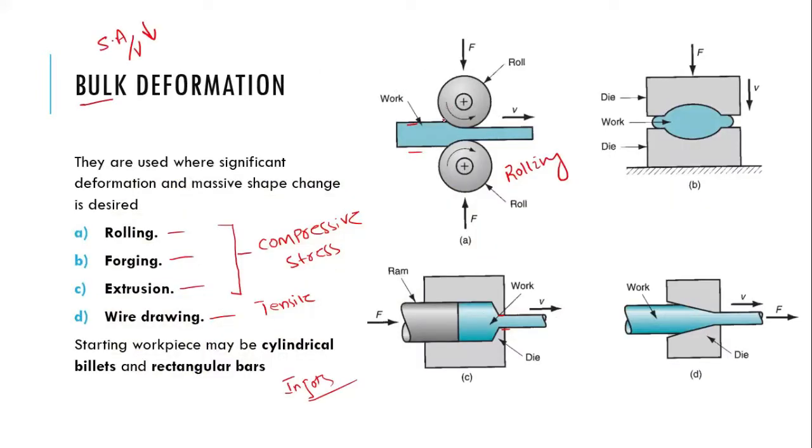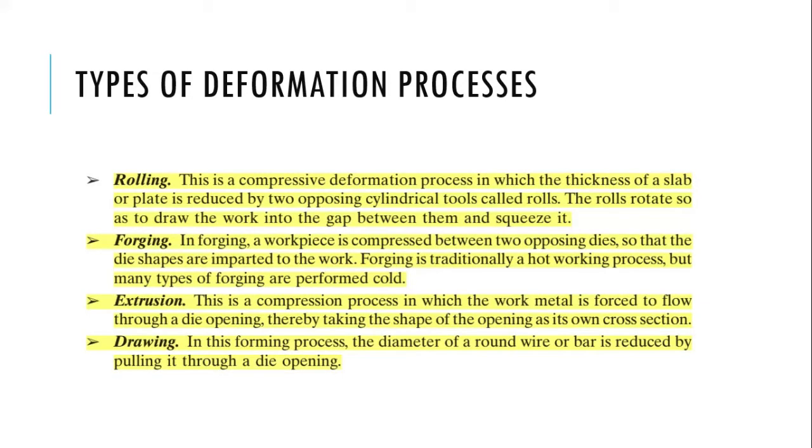These roll themselves, so they take the part into this gap, force the part into this gap, and compress it. So they are utilizing the frictional force to push the part into this gap, and then they are applying compressive stresses onto the part to reduce the thickness.